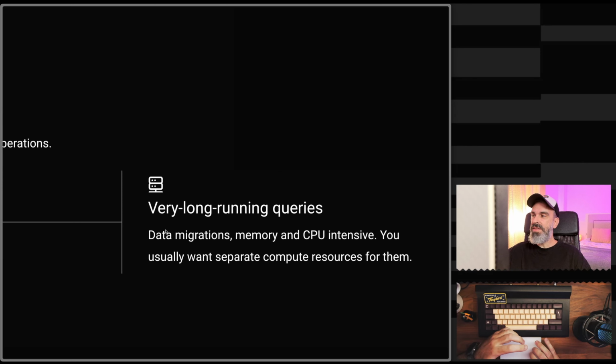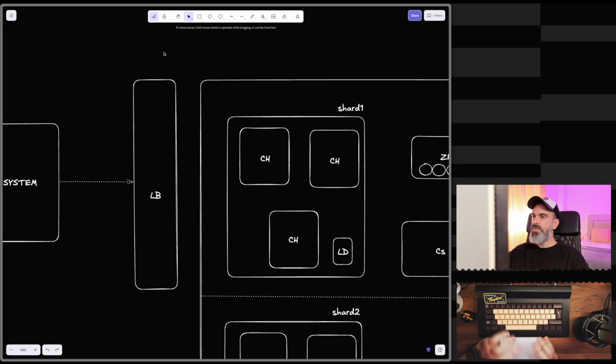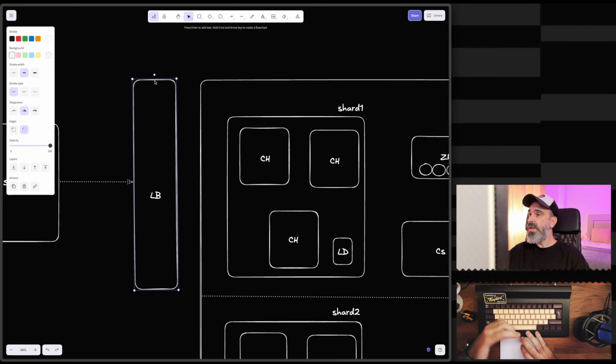They are pretty memory-intensive operations because they are scanning a lot of data. And then we have the very, very long-running queries. These are queries that can take hours or even days. For instance, a data migration, even when it's a write operation as well, has to process a lot of data. And in these cases, you usually want a specific strategy and specific compute resources to tackle these requests.